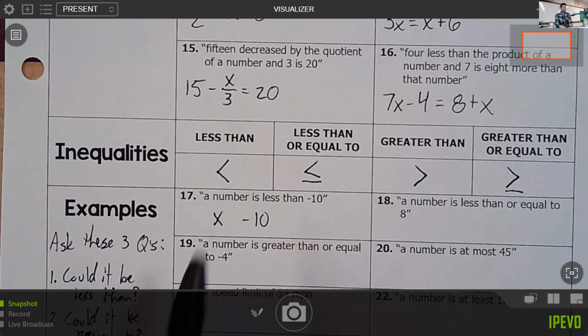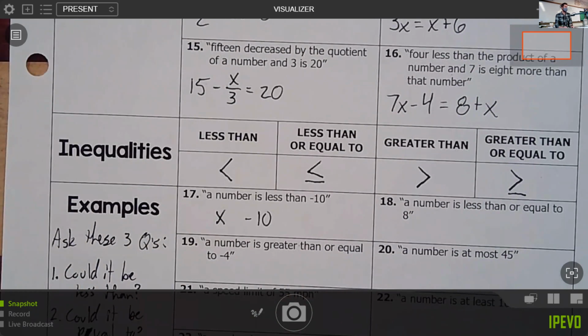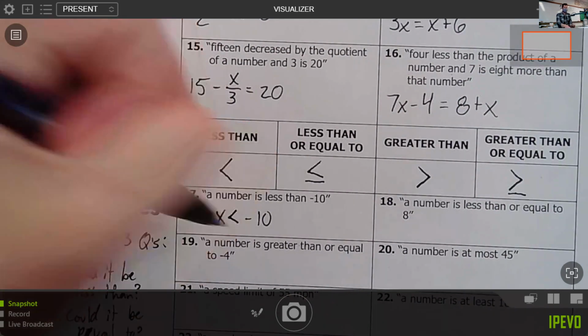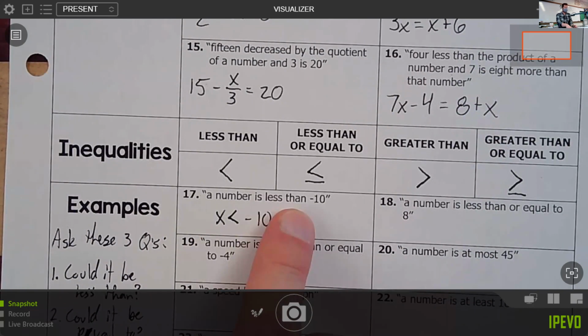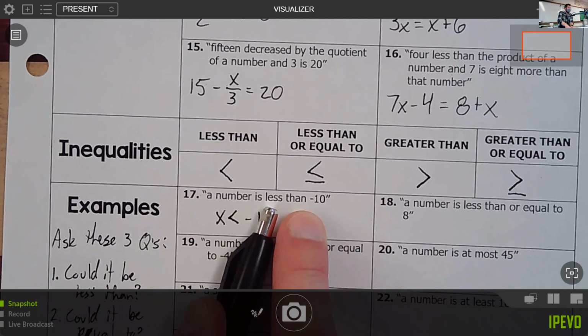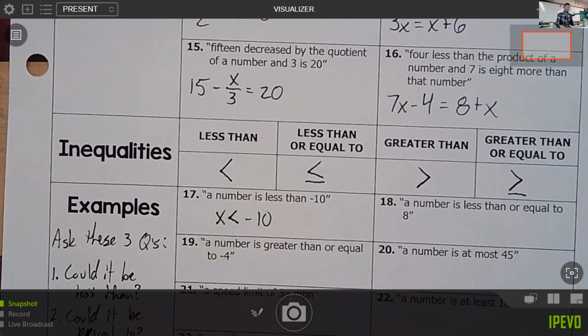So it says a number is less than -10. So could the number be less than -10? Yeah. Okay, so it's definitely less than. Could that number be the same as -10? Is it allowed to be the same as -10? No, because it says it's just less than. So that's our answer to this one. X is less than -10. Now this one's pretty straightforward because it actually uses the words less than. Not all of the words are going to use less than or equal to. It's going to use words that will imply those things.